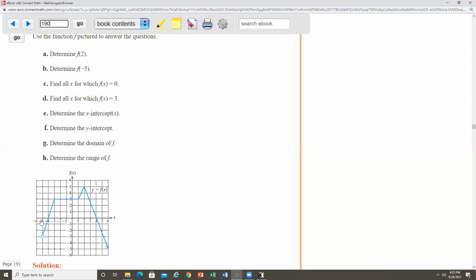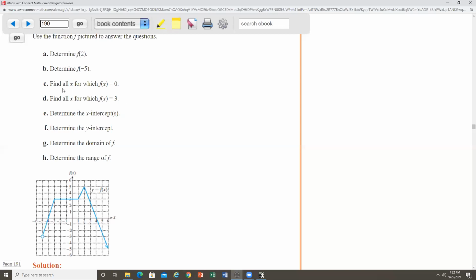That means this point, negative 5, negative 3, does not lie on the graph. So therefore, if you try to put negative 5 into this function, since there's no point on the graph that has negative 5 for its x coordinate, we would say this is undefined. F of negative 5 is undefined for this function because there's no point on the graph that has negative 5 for its x coordinate. That's an open circle. If that was a closed circle, then f of negative 5 would be equal to what? Negative 3. You agree? Okay.